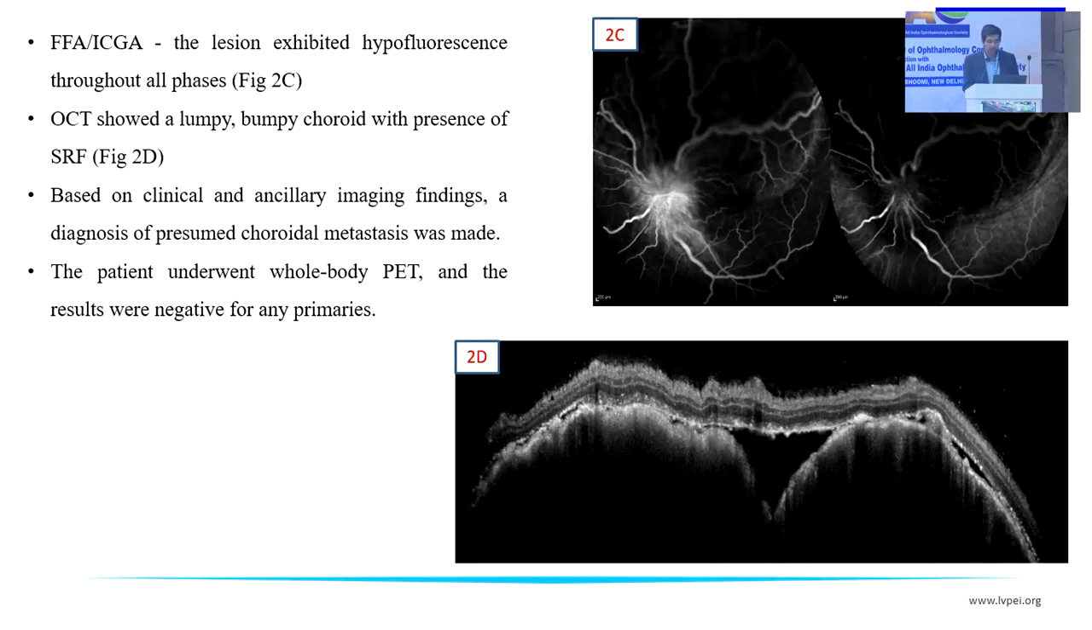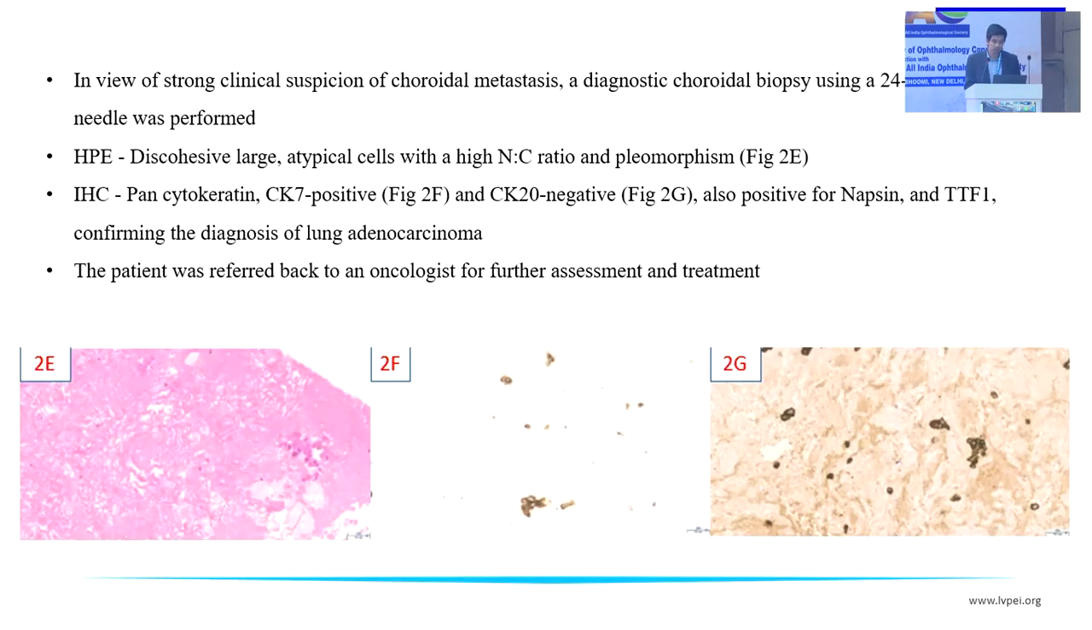Based on the clinical and multimodal imaging, a diagnosis of presumed choroidal metastasis was made. The patient underwent a whole body PET scan and no primaries were noted. In view of strong clinical suspicion, a diagnostic choroidal biopsy was done using a 24 gauge needle. On histopathological examination, atypical cells with high NC ratio were noted, and on immunohistochemistry, CK7 positivity and CK20 negativity were seen. Further immunohistochemistry was positive for napsin and TTF1, confirming the diagnosis of lung adenocarcinoma. The patient was referred back to an oncologist for further assessment and treatment.